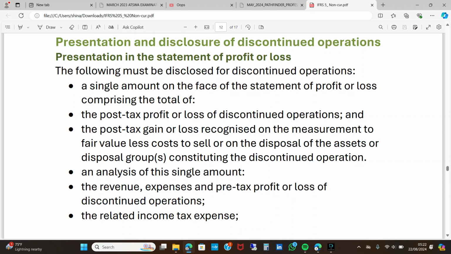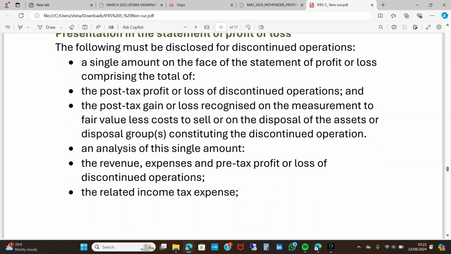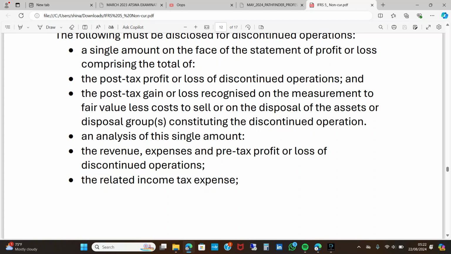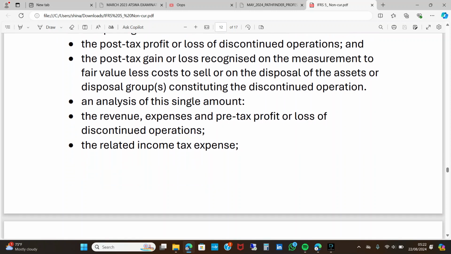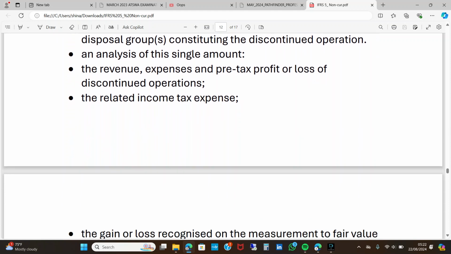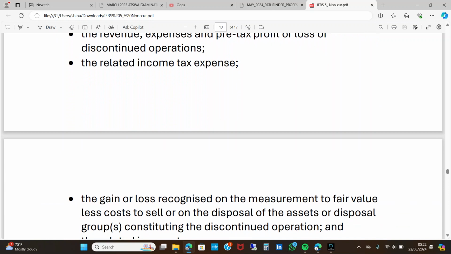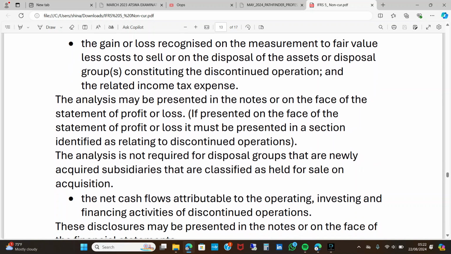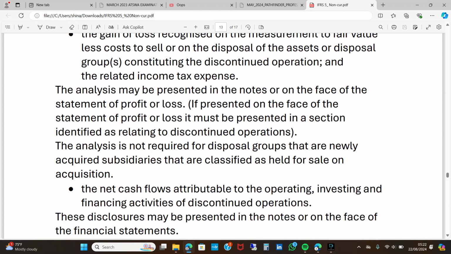It says we are going to disclose a single amount on the face of the statement of profit or loss, comprising the post-tax profit or loss of discontinued operations, and the post-tax gain or loss recognized on the measurement to fair value less cost to sell on disposal of the asset. An analysis of this single amount: the revenue, expenses and pre-tax profit or loss of discontinued operations, related income tax expense, and the gain or loss recognized on measurement to fair value less cost to sell.